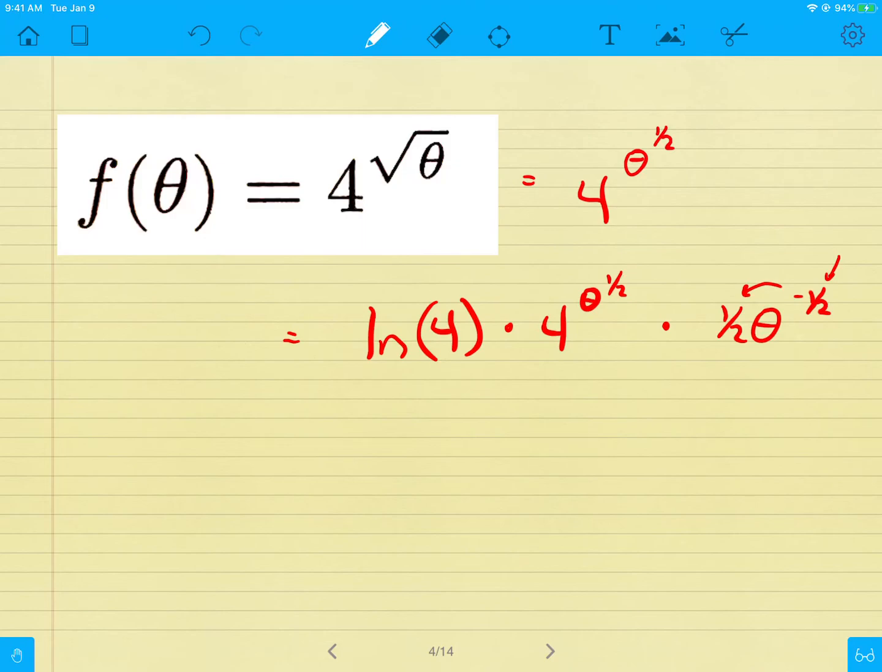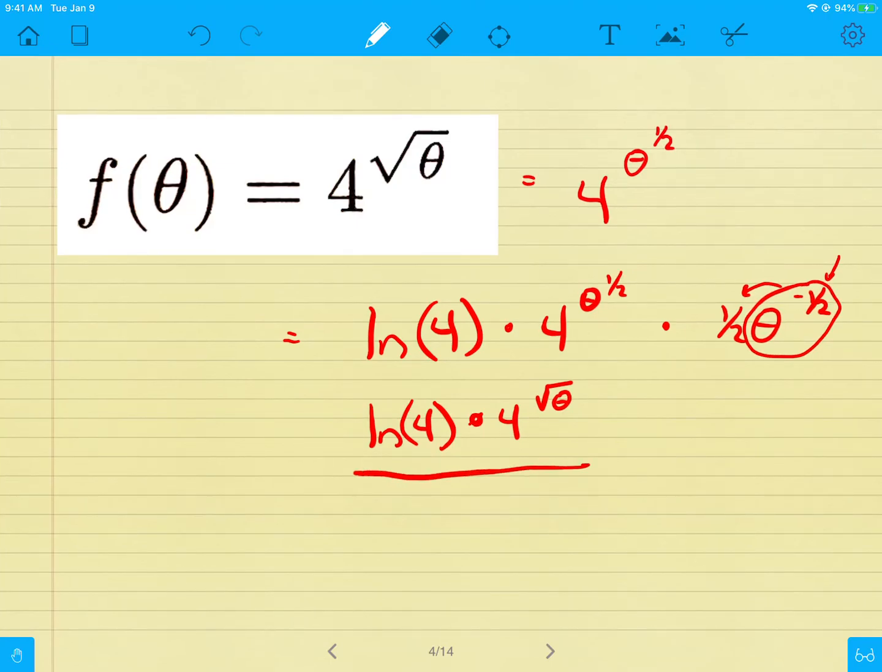So this problem ends up being this, if we actually write it out. It's times 4 to the square root of theta, and then this half and this negative half power on theta will end up going to the bottom. So 2, because this 2 goes to the bottom here, and the 1 stays on the top. So this is times 1 up here. The theta goes to the bottom, and it becomes a radical, because that's what a negative half means. It went to the bottom, and it became a radical itself. It's just a different way of writing it.